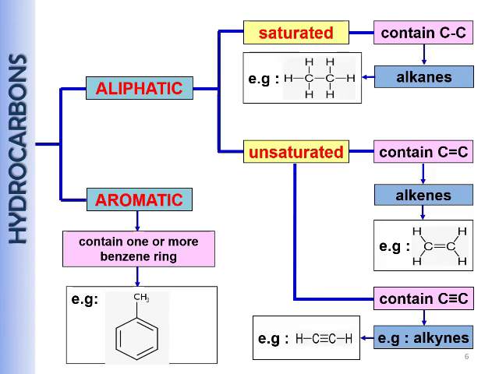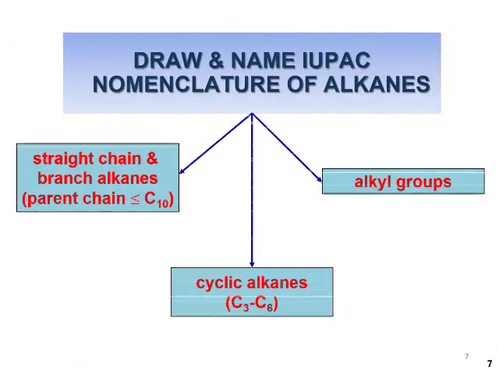For aromatic hydrocarbon, it must contain one or more benzene ring. The example is toluene. Now let's study how to draw and name IUPAC nomenclature of alkanes for straight and branch alkanes, cyclic alkanes, and the last one is alkyl groups.